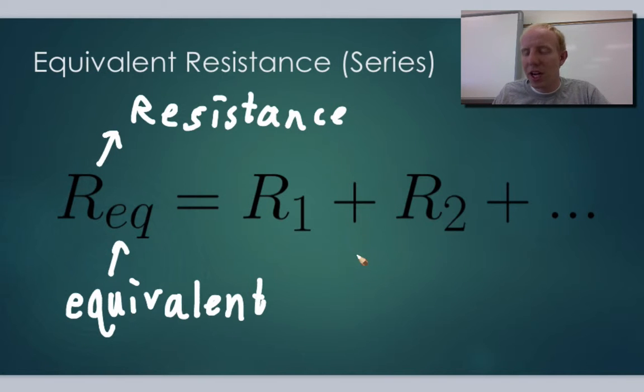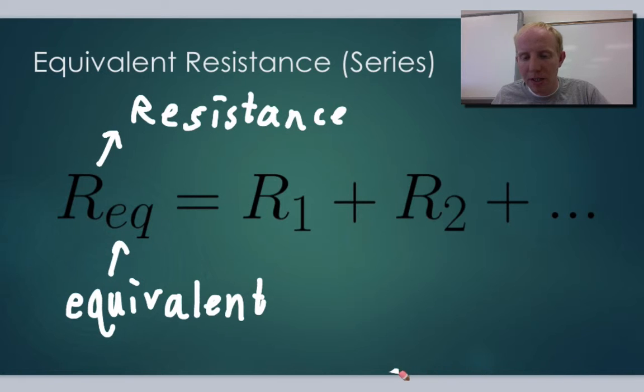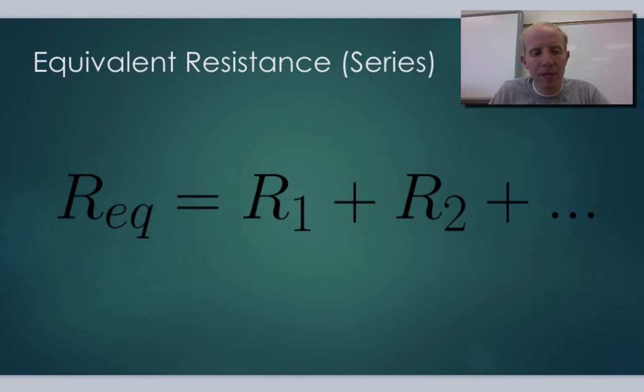Recall that in a circuit, resistors are in series if they're in line with each other. They don't go off on a different branch. If that was one of our circuits, for example, all of these resistors are in series. They're on the same line of the circuit. So you just take the resistance of each of these and add them together. We'll come back to that in a second and talk about why that is, but let's do some example problems first.